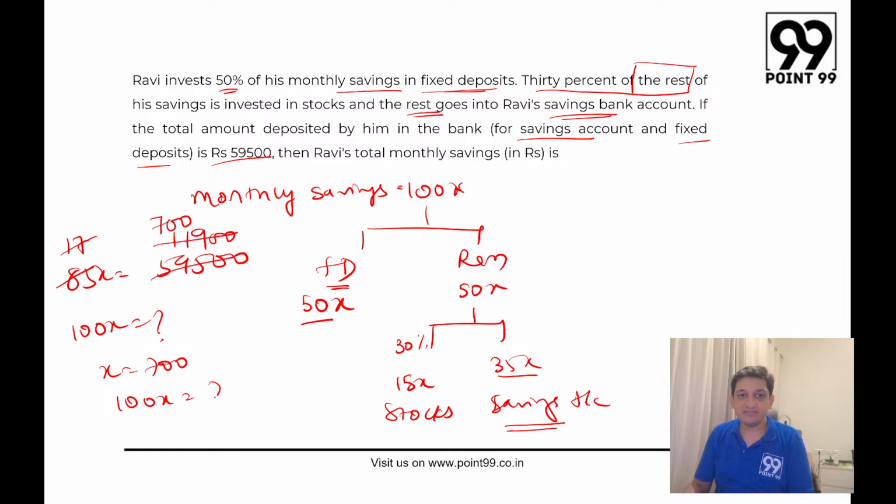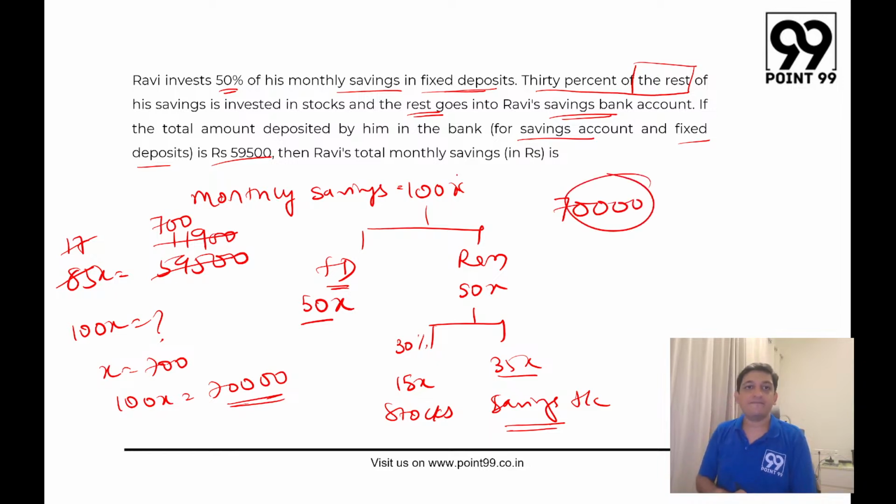So 100x will simply be 70000. Okay? So in this way you can easily solve this particular question. It's a very straightforward question. And the answer here should have been 70,000. Fine. So I hope all of you got it right and everybody managed this easily. It was a fairly straightforward question. So this is very easily manageable.